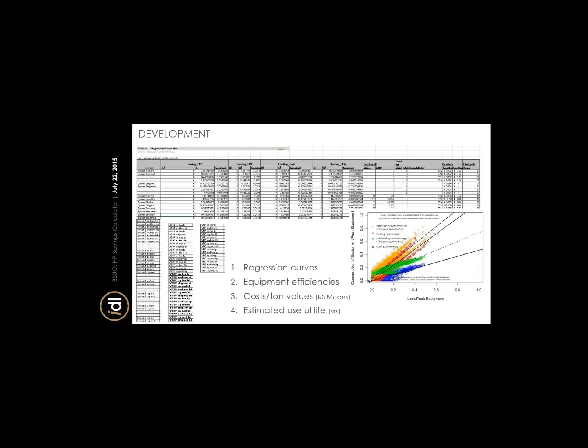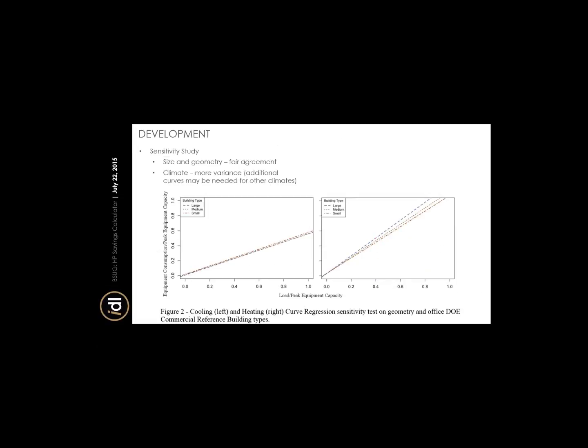So we basically, for each system type, have the regression curves. We listed the equipment efficiencies that came with those baseline system and heat pump system types. And then we included cost per ton values, which we developed from RS Means. And then we also included the estimated useful life from the ASHRAE database to include in our life cycle cost analysis.